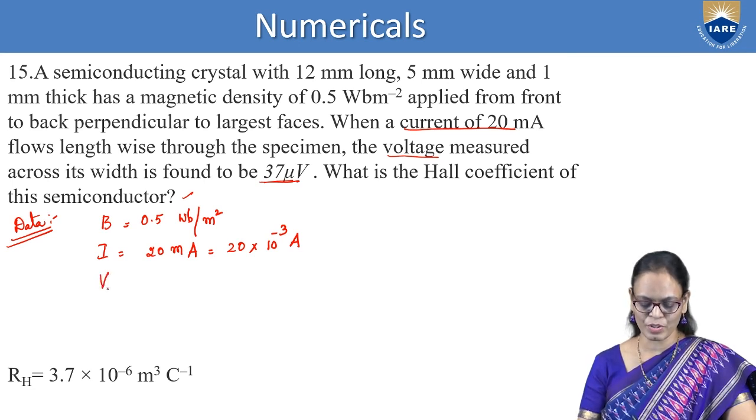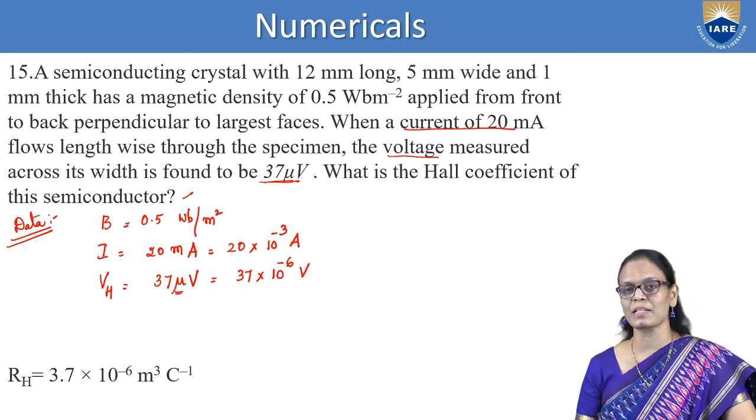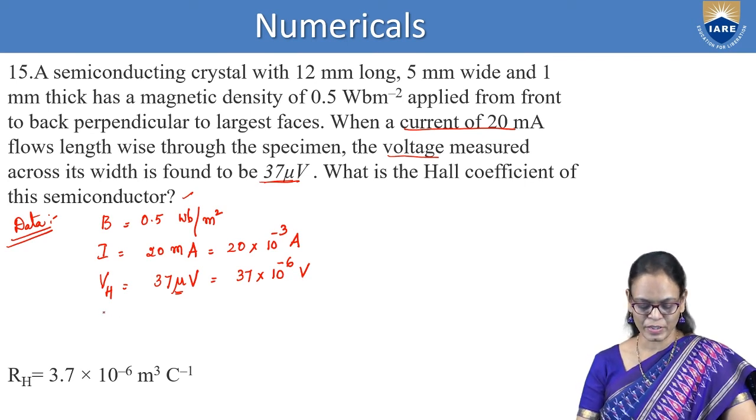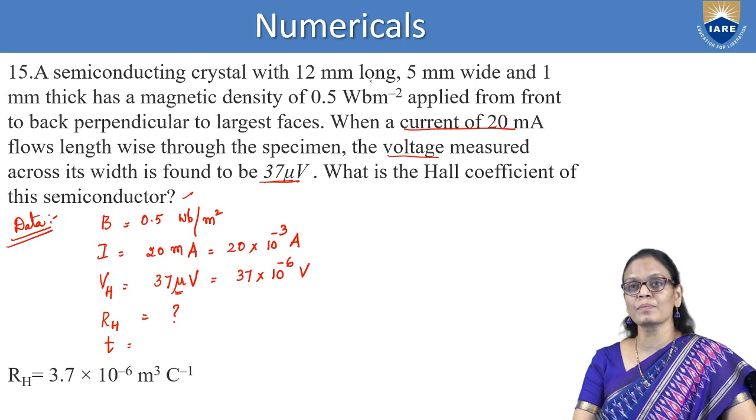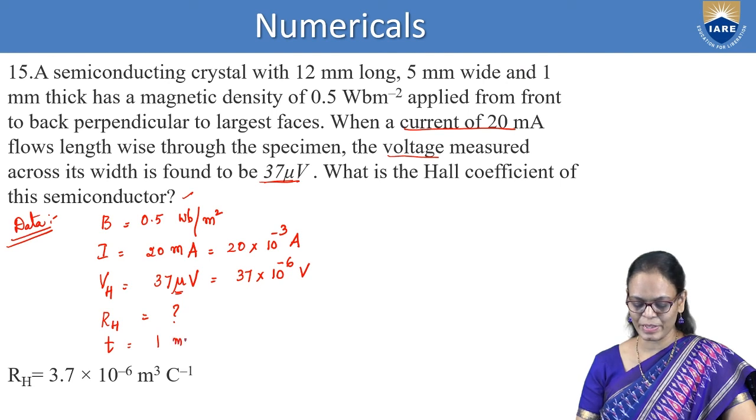And then the voltage measured across its width is found to be 37 microvolt. So what is the voltage? VH is 37 microvolt. So we will write it as 37 into 10 power minus 6 volt. Micro here is 10 power minus 6. We have to find the Hall coefficient. RH is equal to what? And the thickness here is what? 12 millimeter long, 5 millimeter wide and 1 millimeter thick. So the thickness here is 1 millimeter, and we will write it in meter as 10 power minus 3 meter.